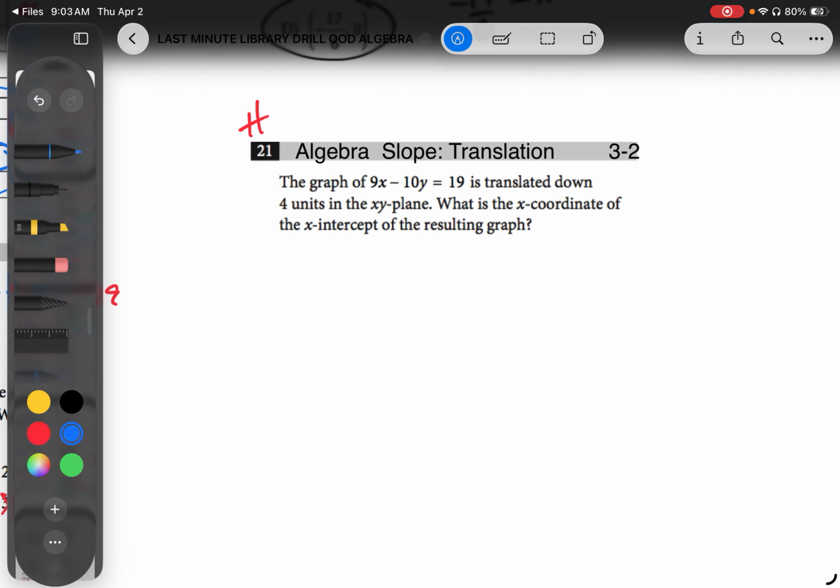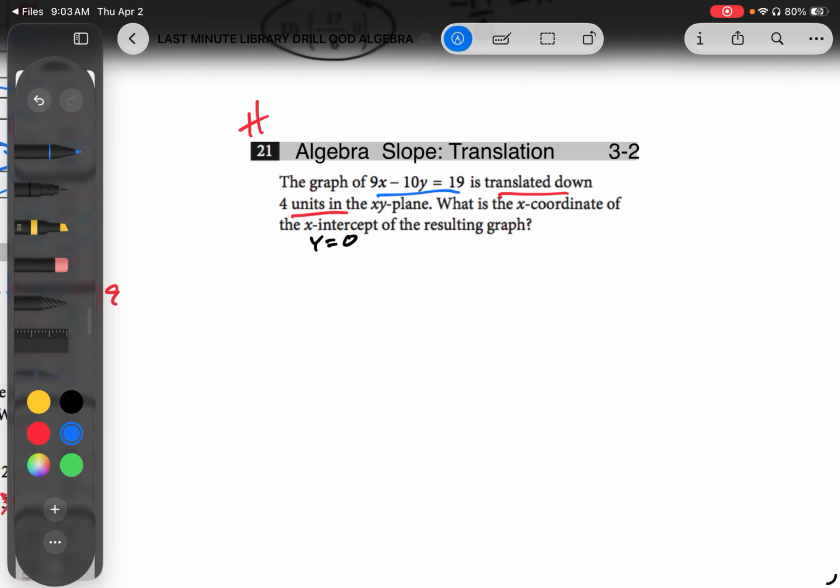The graph of 9x minus 10y equals 19 is translated down 4 units in the xy plane. All right. Could you plug this into Desmos? Yes, you can. When you plug in what I underline in blue, it's going to show you a straight line. And then you can take your finger and go 4 units down on the y-intercept, and then you can see what the x coordinate of the x-intercept is. Remember, the x-intercept is when y equals 0.